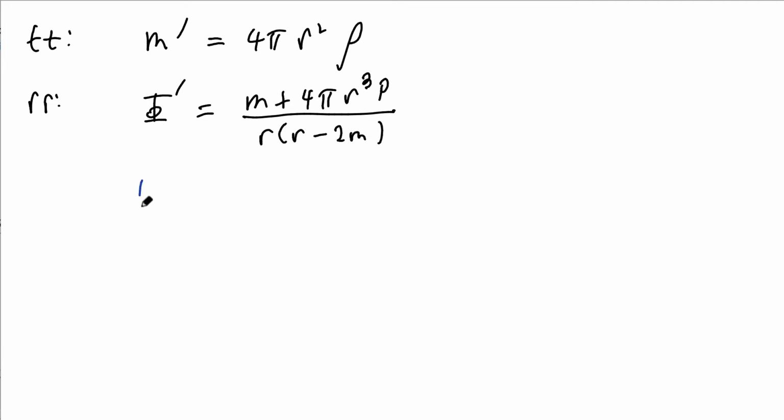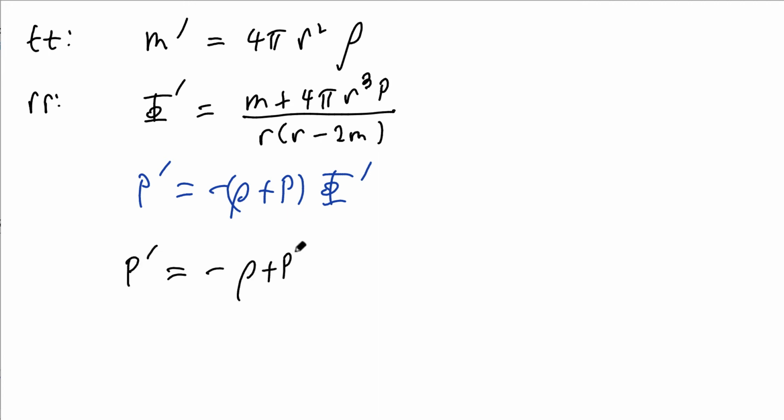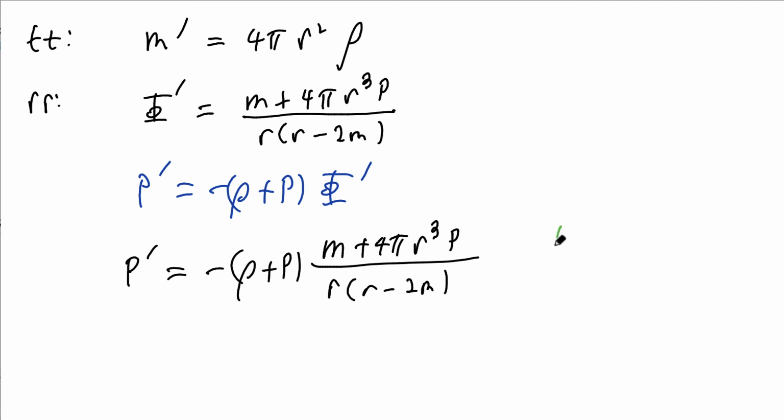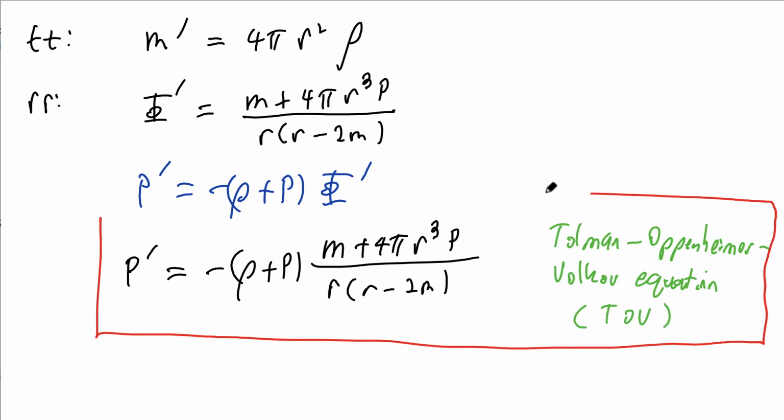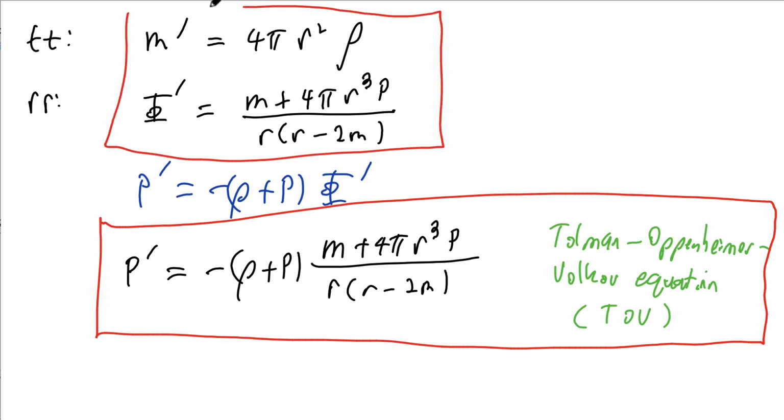And now recall our matter equation of motion was p prime equals minus rho plus p times phi prime. So we can use this expression for phi prime on the right-hand side here. And what we obtain is p prime equals minus rho plus p times m plus 4 pi r cubed p divided by r times r minus 2m. This is the famous Tolman-Oppenheimer-Volkoff equation, sometimes just called the TOV equation. So the TOV equation, along with these equations, determine the matter distribution as well as the interior metric for a spherical static star.